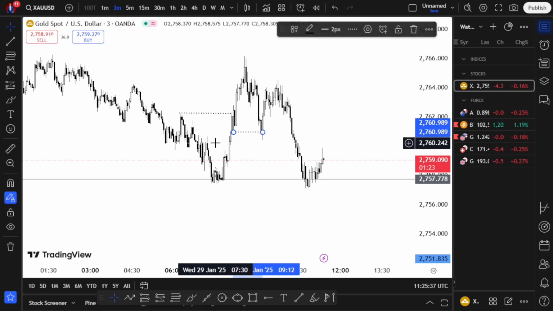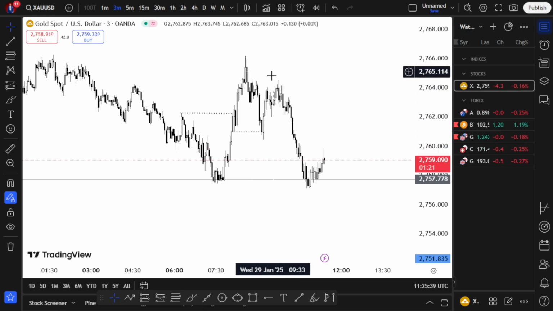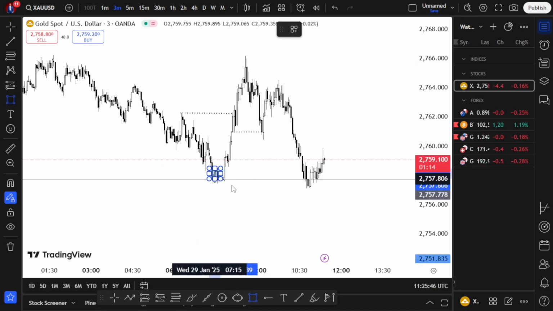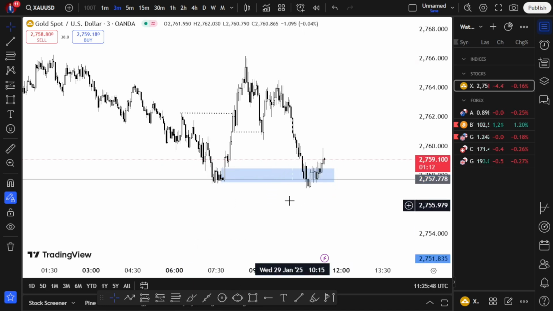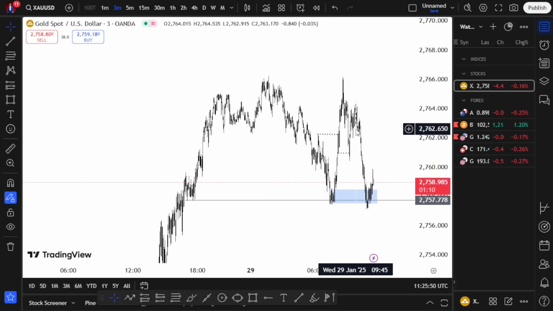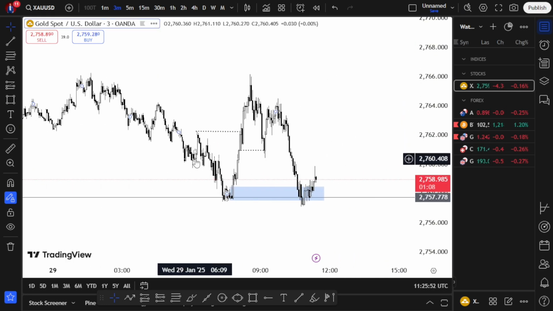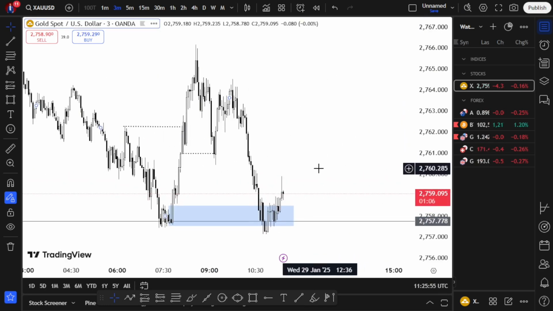This imbalance has been filled. The market is supposed to continue to push up, but it decided to come to our demand zone here, the order block. Because of that, I'm buying and hoping it is going to continue to push to the upside.